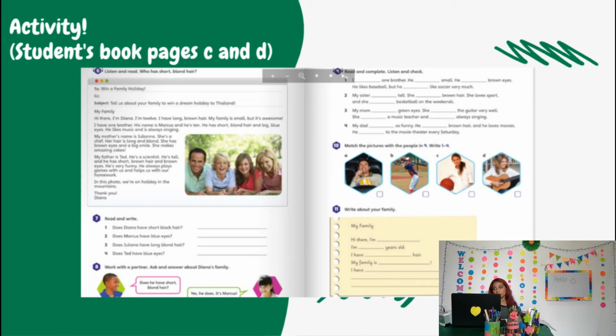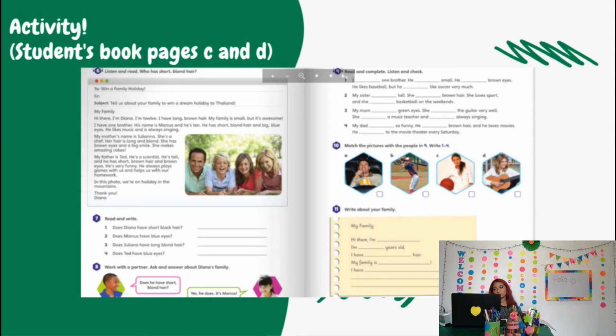2. My sister is tall. She has brown hair. She loves sport, and she plays basketball on the weekends. 3. My mom has green eyes. She plays the guitar very well. She is a music teacher and is always singing.